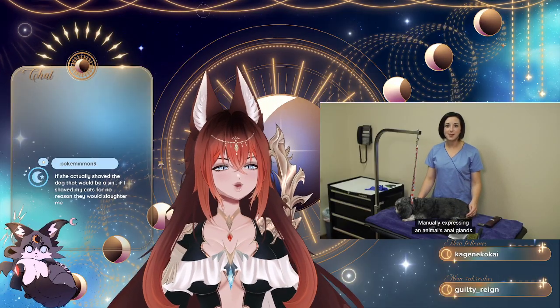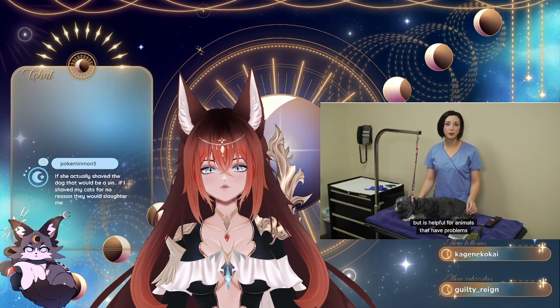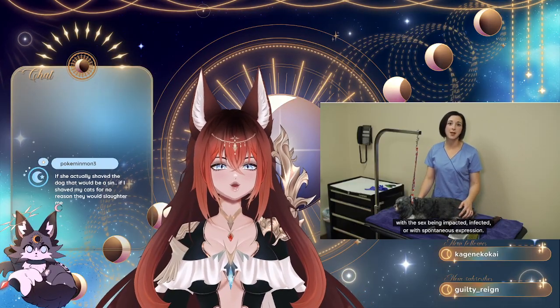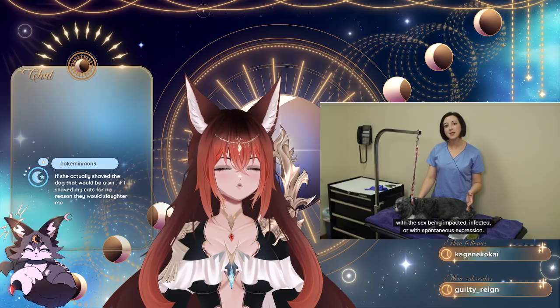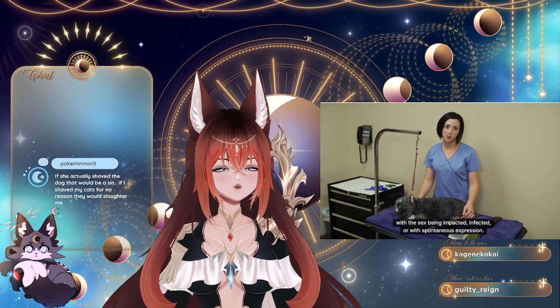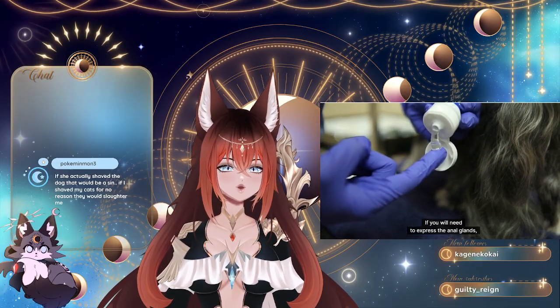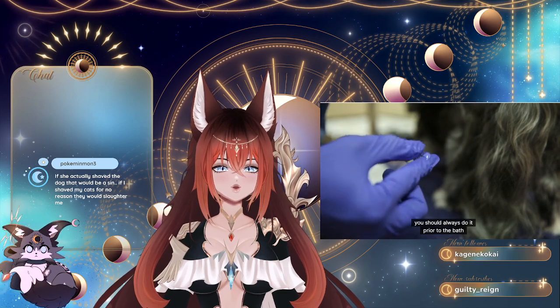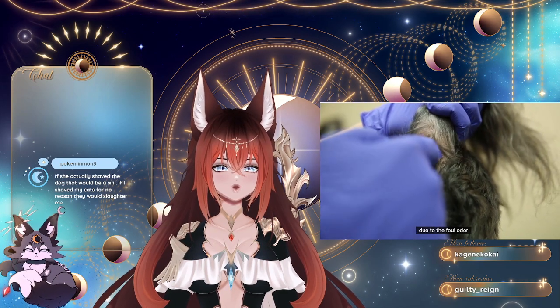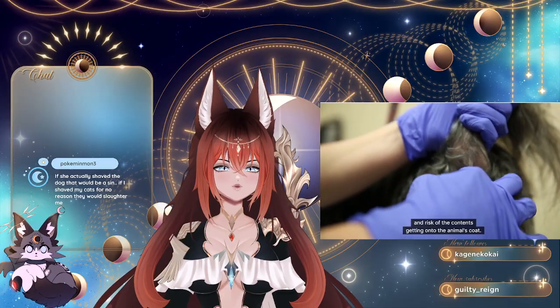Manually expressing an animal's anal glands is not necessary for all dogs, but is helpful for animals that have problems with the sacs being impacted or infected, or with smaller dogs. If you are expressing the anal glands, you should always do it prior to the bath due to the foul odor and risk of the contents getting onto the animal's coat.